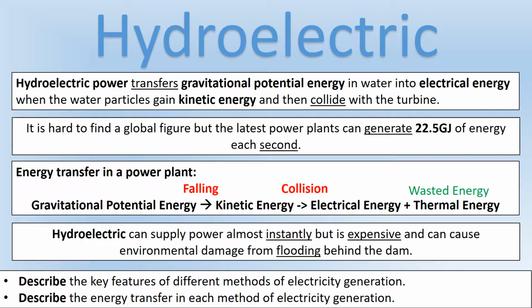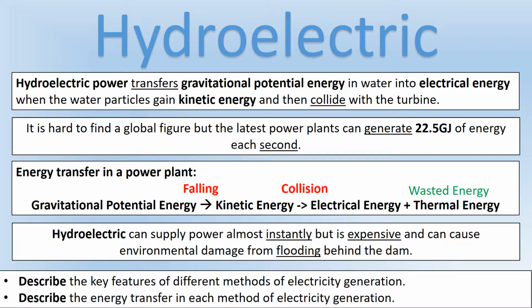Hydroelectric is currently in quite a boom. There have been some massive hydroelectric dams opened in Asia, in Africa, and there's been some for many years in North America. So essentially, these dams transfer gravitational potential energy. So you've got water, generally speaking, at the top of mountains and other places like that, and they turn that into electrical energy, because what they do is they allow the waters to fall and turn their energy into kinetic energy, and then that collides with the turbine to generate electrical energy.